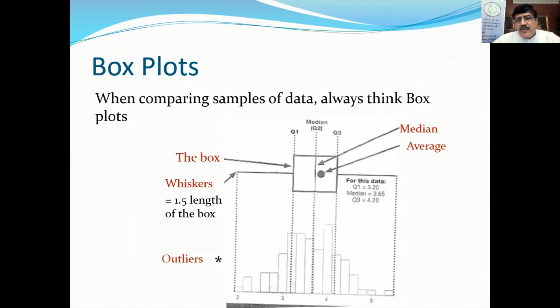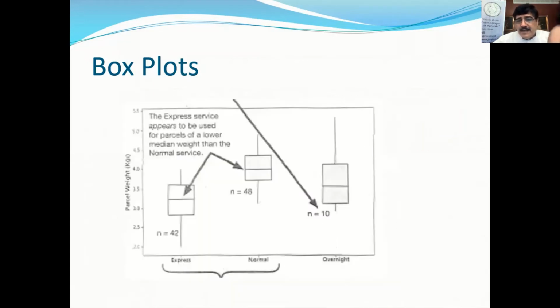This is just another way of plotting the box plot. Here it is plotted horizontally, and here it is plotted vertically. So it's the same thing. This is the length of the box. This is 1.5 times, so these are the whiskers. Any data point that's outside is an outlier.